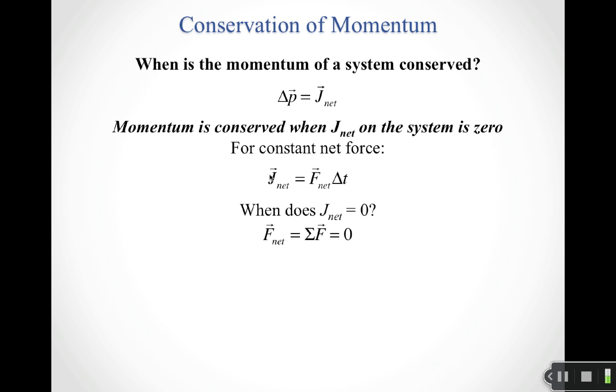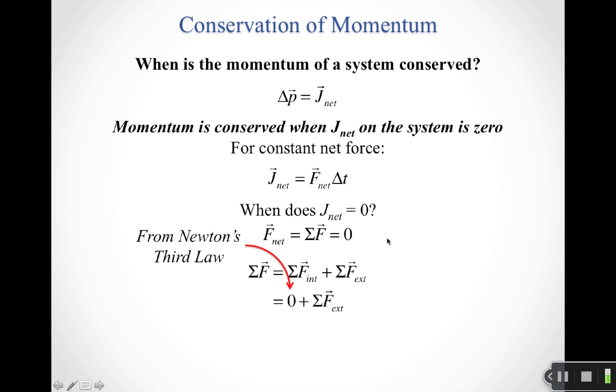And what you notice here is, unlike with our work term, where there were a couple of different ways to make the work done by non-conservative forces 0, there's really only one way to make the net impulse 0, and that's to have the net force be 0. So when is the net force 0? Sometimes we write it this way, sometimes this way, but either way, we want this to be 0.